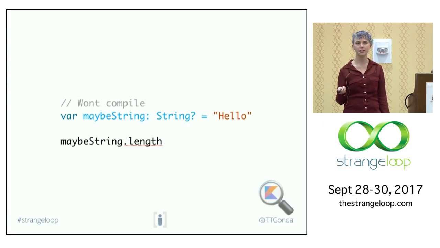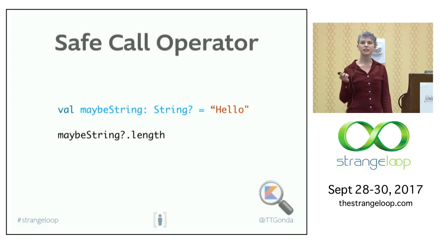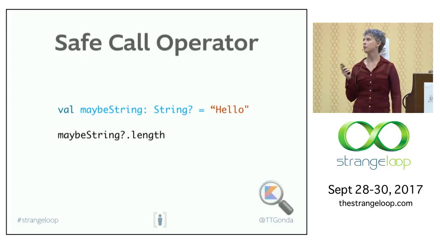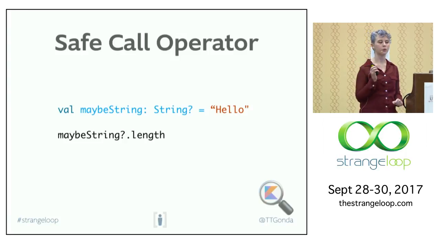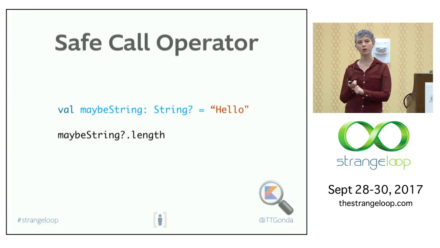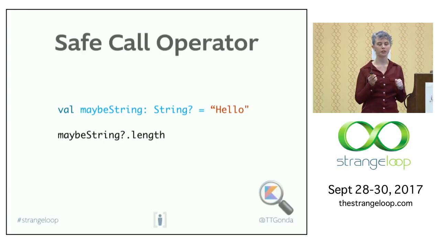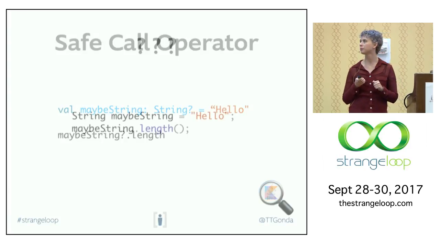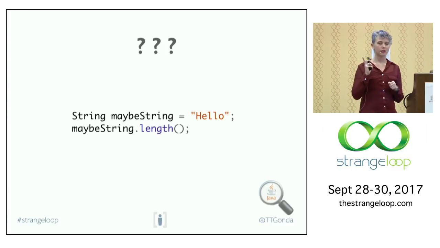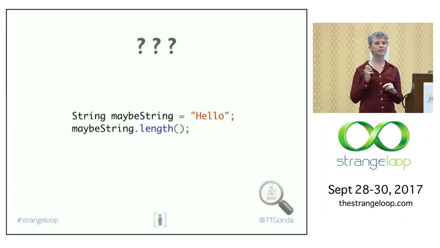So let's look at a different example. This is the safe call operator. That's the question mark after maybe string before .length. What this does is it performs the call if it's not null and returns null otherwise. It's so much nicer than wrapping a whole bunch of things in an if not null block. So let's decompile this one. This is the result, but it doesn't exactly make sense. If maybe string had been null, this would clearly crash.